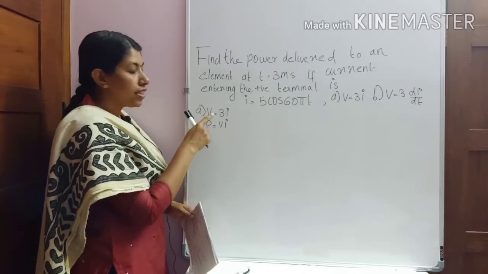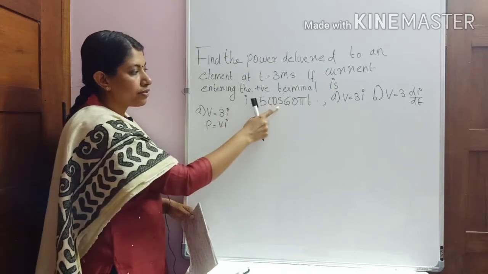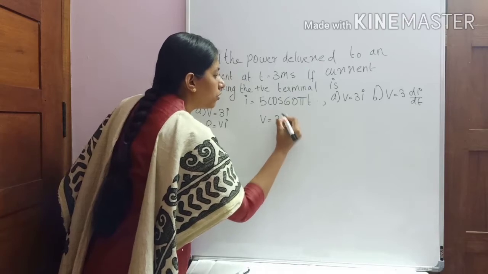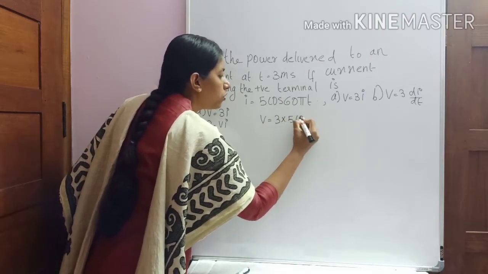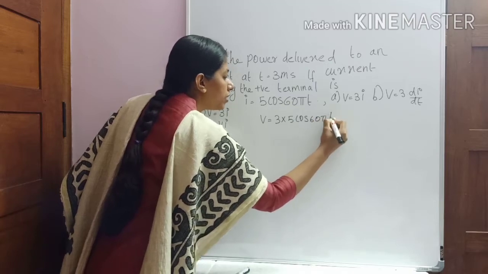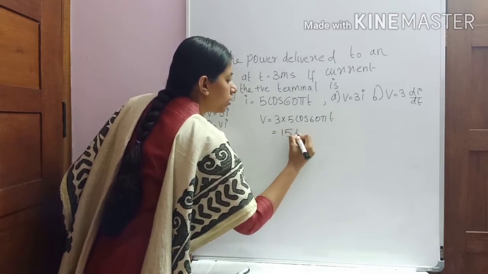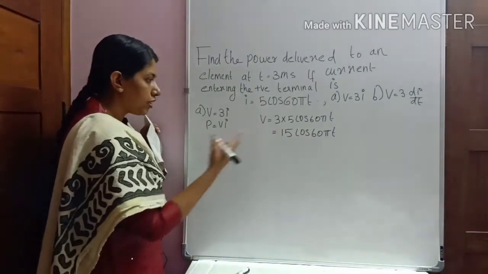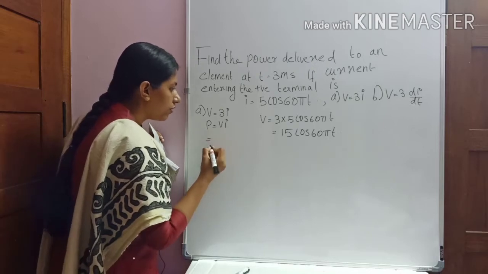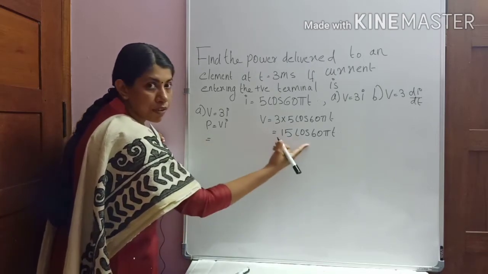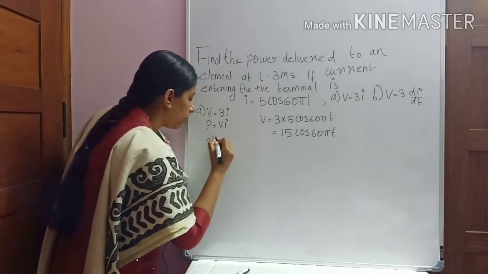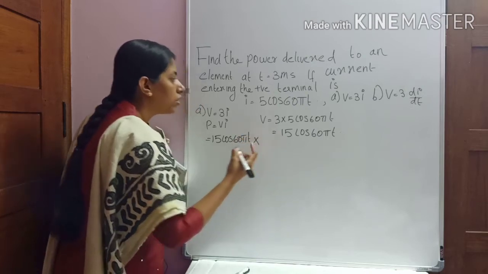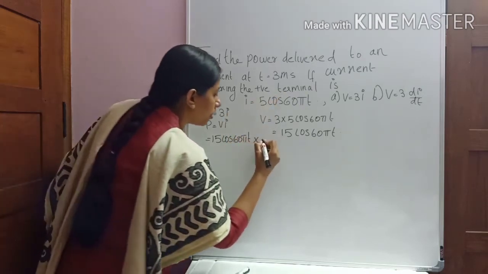But V is given as 3 into I, where I is 5 cos 60 pi t. So V will be equal to 3 into 5 cos of 60 pi t, which is 15 cos 60 pi t. Substituting the value of V in this equation, we get 15 cos 60 pi t into the value of I, which is 5 cos 60 pi t.